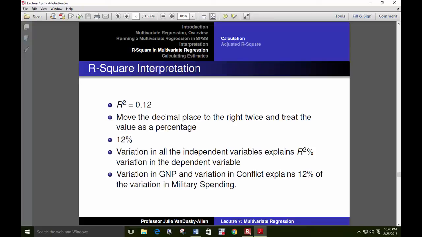Now I'm going to show you how to interpret the R-square in multivariate regression. Suppose our R-square was 0.12. We would move the decimal place over to the right twice and treat the value as a percentage. So in this case, we move the decimal place over twice and get 12%. Then we would say that variation in all the independent variables explains R-square percent of the variation in the dependent variable. Or in this case, we would say variation in GMP and variation in conflict explains 12% of the variation in military spending.